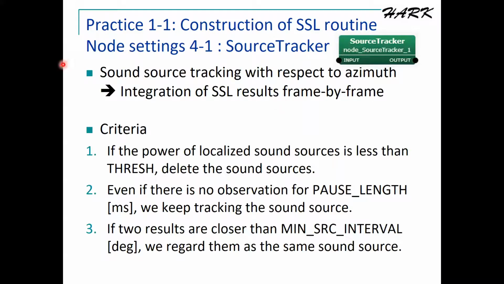After the LocalizeMUSIC node, I'd like to focus on the SourceTracker node. To track sound sources, this node integrates SSL results frame by frame. This describes the criteria and concrete algorithm to track sound sources. In short, if the power of a sound source is small, we don't track it. If sound breaks for a moment, we assume that it continues and track it. If two sound sources are close, they are regarded as the same sound source. In the next slide, I'll explain these parameters in this criteria.